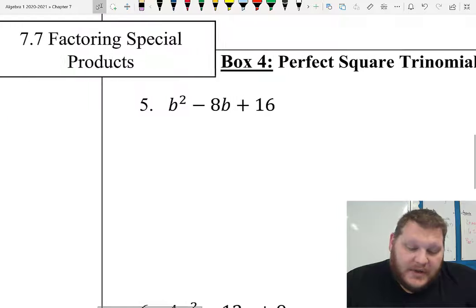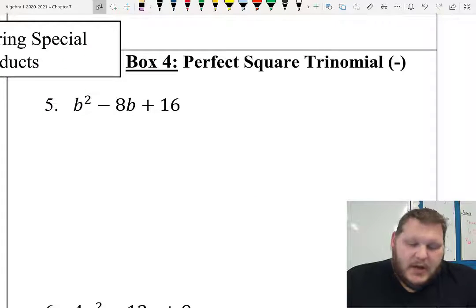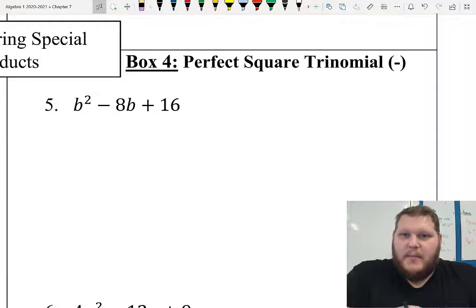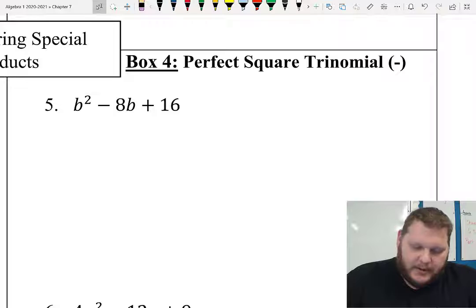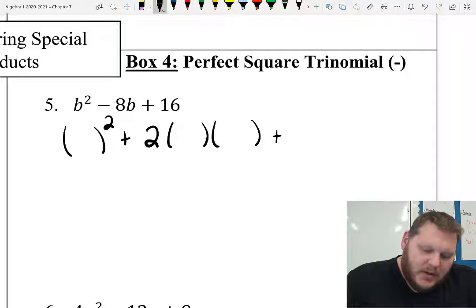Now, box 4 is pretty similar. It's a perfect square trinomial still, but now it's subtraction in between. The only thing that changes is that minus 2ab means that it's (a minus b) squared. I'm still doing the same pattern. I'm still looking for my first term squared plus 2ab plus b squared.